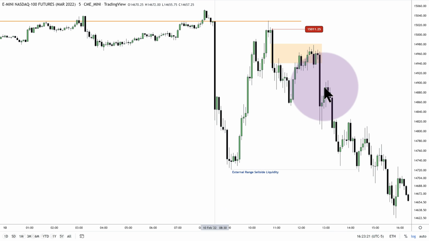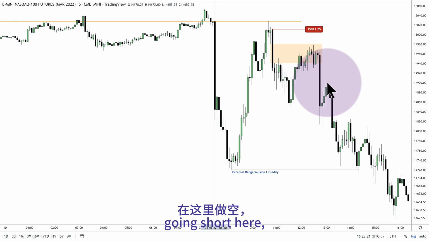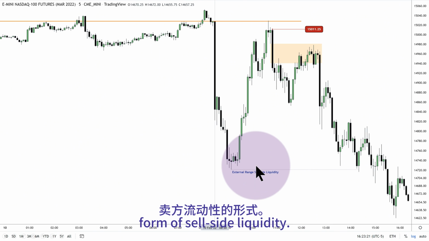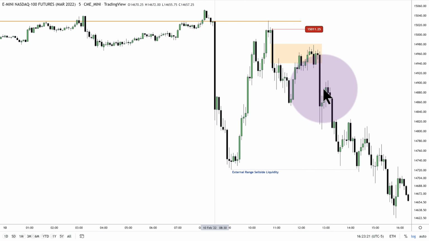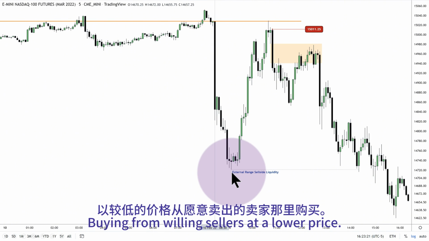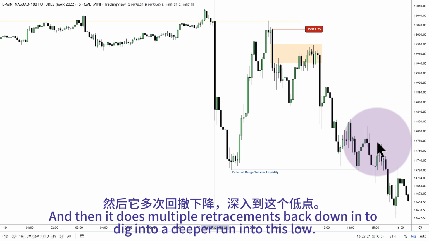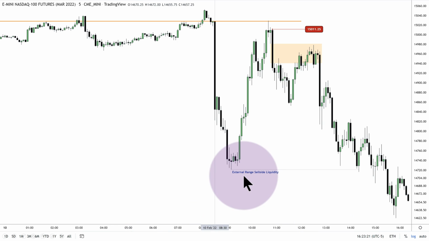That's algorithmic. And going short here, or in this area here, targets the external range liquidity in the form of sell side liquidity. Selling short, buying from willing sellers at a lower price, and trades down below there. And then it does multiple retracements back down to dig into a deeper run into this low.